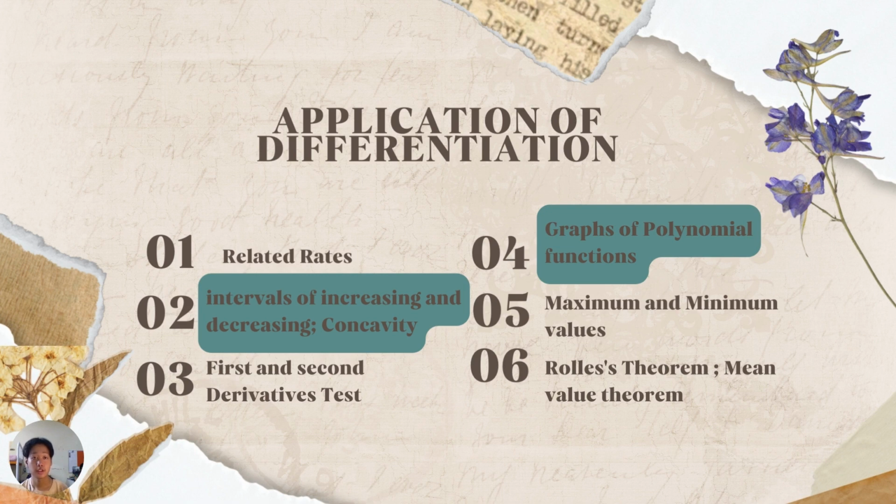In application of differentiation, we have 6 subtopics. The first one is related rates. Second is intervals of increasing and decreasing, or concavity. The third is first and second derivative test. The fourth is graph of polynomial function. The fifth is maximum and minimum values. And the sixth is Rolle's theorem and mean value theorem. For this presentation, we decided to choose intervals of increasing and decreasing and graphs of polynomial function.